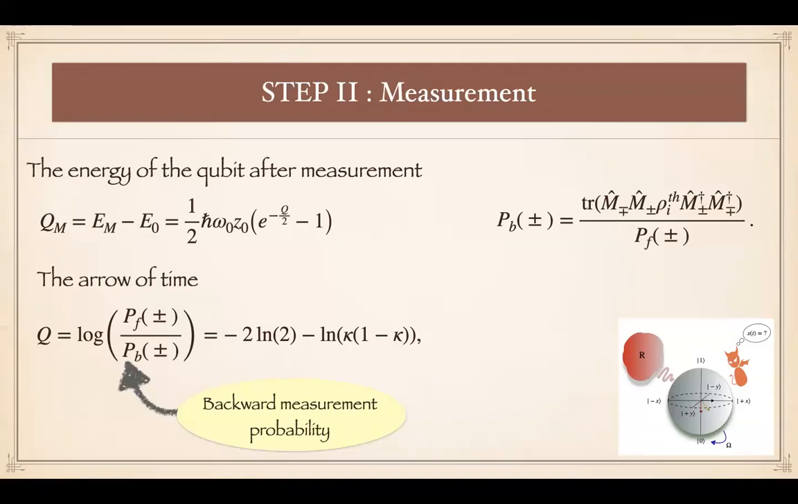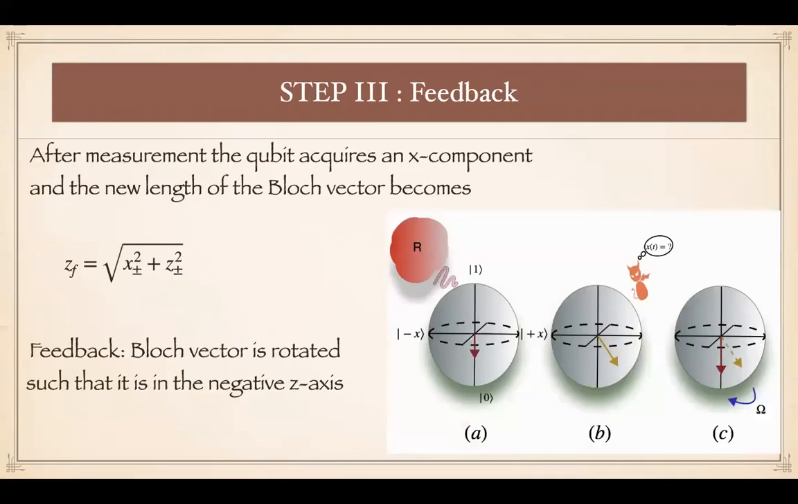So the main gist of this first part of the talk would be to link different thermodynamic quantities to this Q, the arrow of time, which is just the logarithm of the forward and backward probability. So we already see that the energy of the qubit after measurement can be directly related to Q, and the initial conditions given by omega 0 and G0.